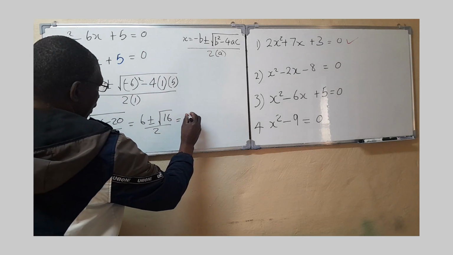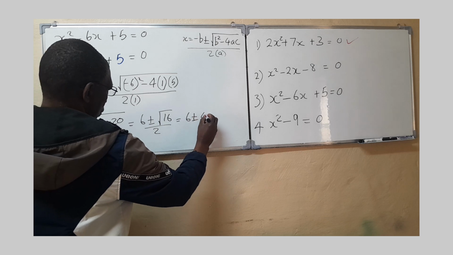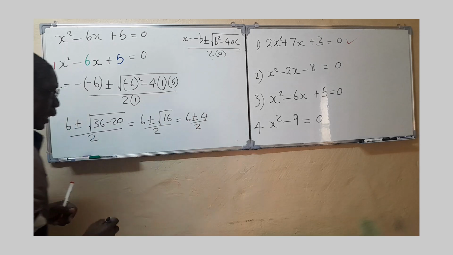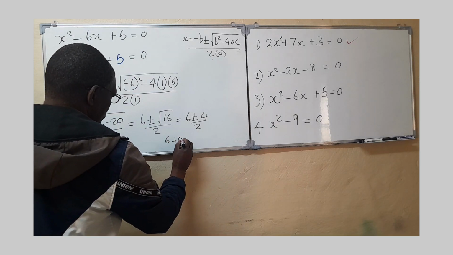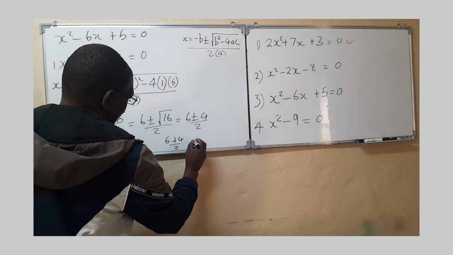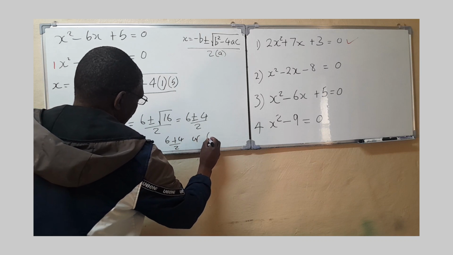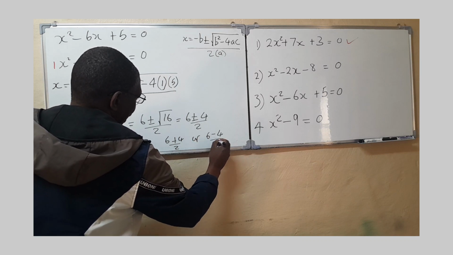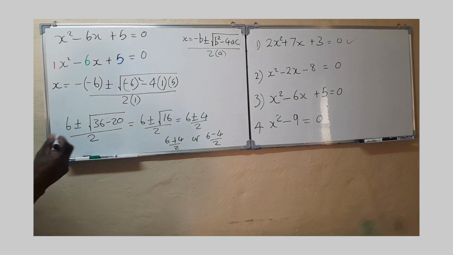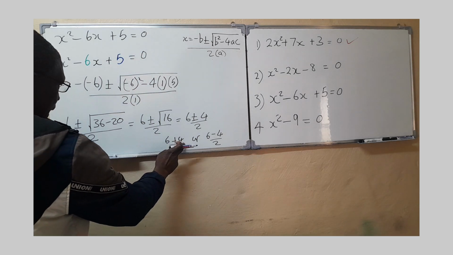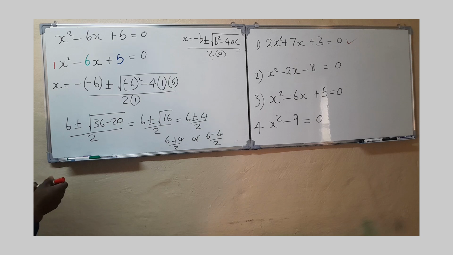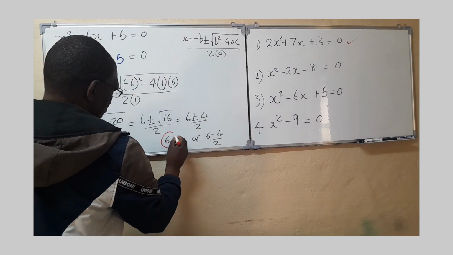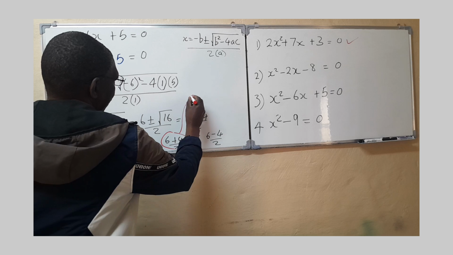So this becomes 6 plus or minus 4 divided by 2. Again, there are two answers. One answer is 6 plus 4 divided by 2. The other answer is 6 minus 4 divided by 2. You must always remember it comes with two answers each time. So 6 plus 4 is 10 divided by 2. So this one will give us a 5.